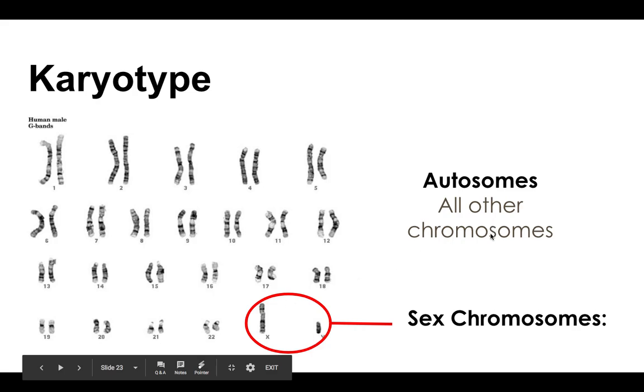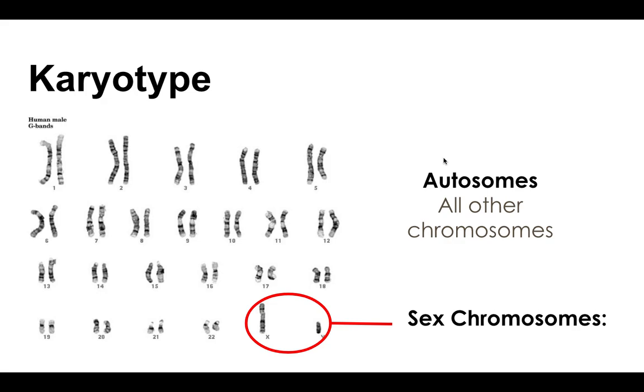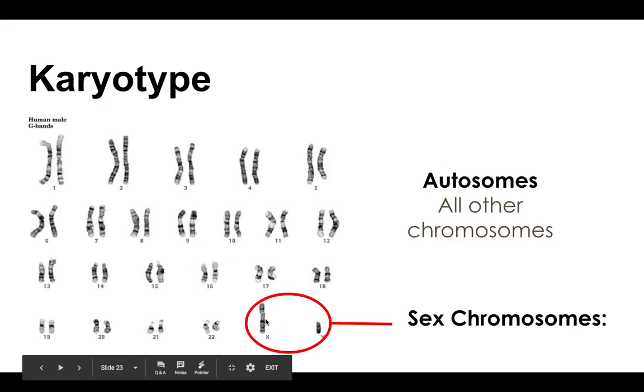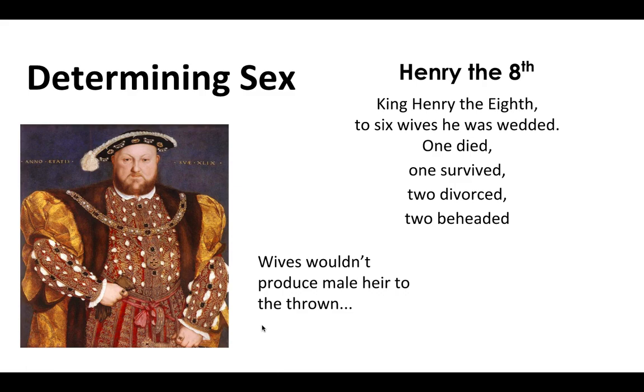So that means that all the other chromosomes in your cell do not determine your sex, whether you're male or female, and those are just called autosomes. Something to know about sex chromosomes is, yes, they carry genes that would make you a female or male, but they also carry some ordinary genes. For instance, eye color is carried on an X chromosome, even though that has nothing to do with sex.